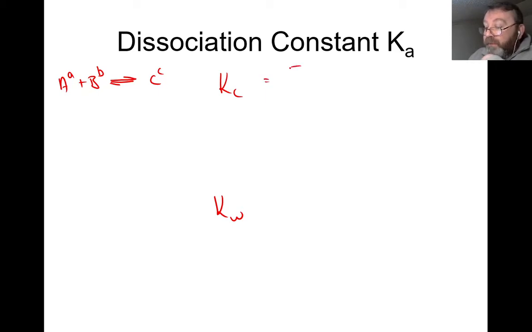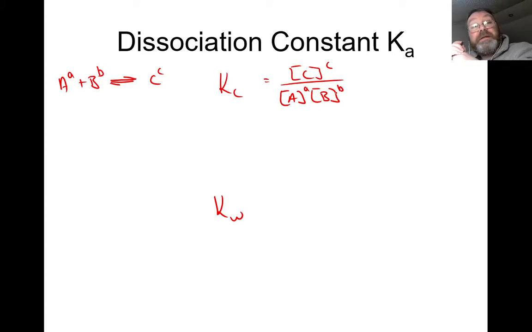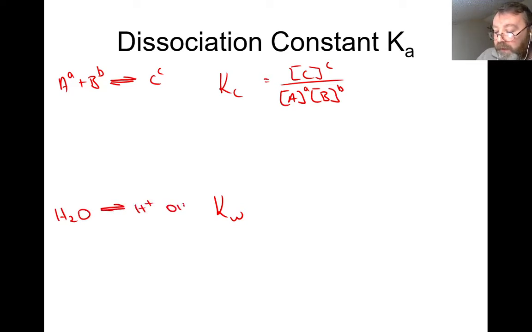And it was, if you remember, [C] to the power of c over [A] to the power of a times [B] to the power of b. That was Kc. Okay. Then we came across Kw. Now, where does that come from? That comes from water. Water sets up a dynamic equilibrium with its own ions. Now, how do I know that water slightly dissociates? Because pure distilled water, deionized water, still conducts a tiny current, meaning that there's a natural amount, a very, very low amount, but a natural amount of dissociation that takes place.